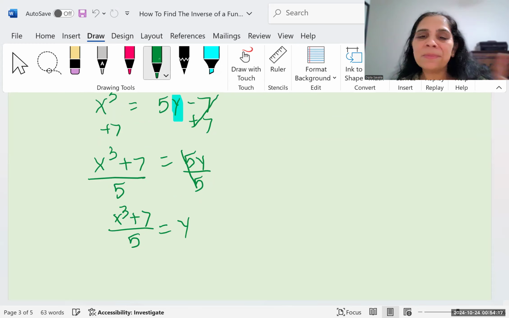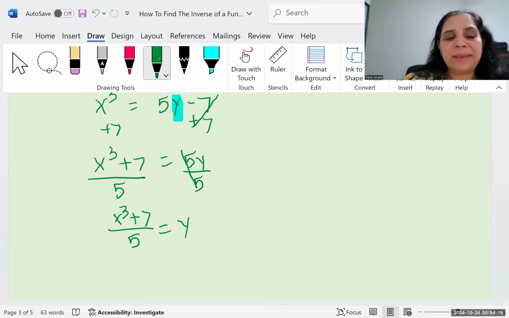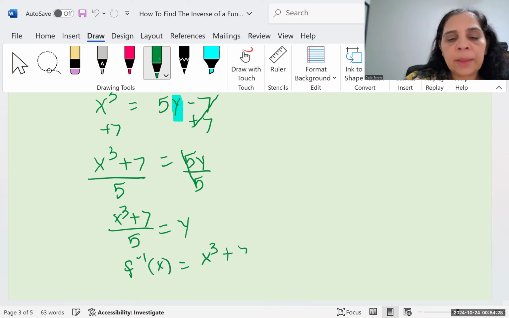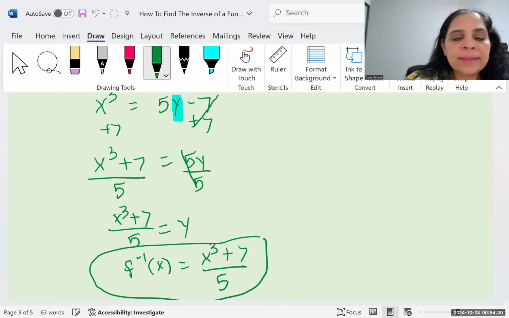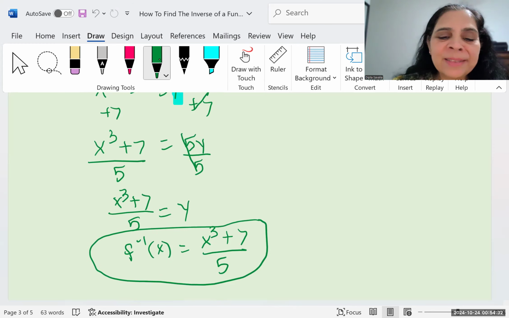And last step, remember what the last step is? Just replace: f inverse of x equals x cubed plus 7 over 5. And that's it. Now you found the correct answer.